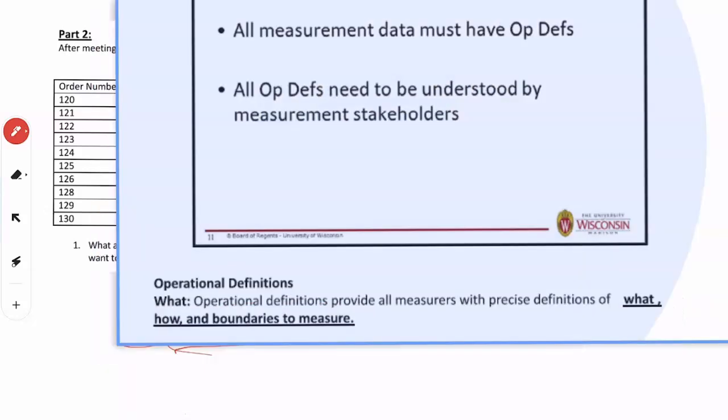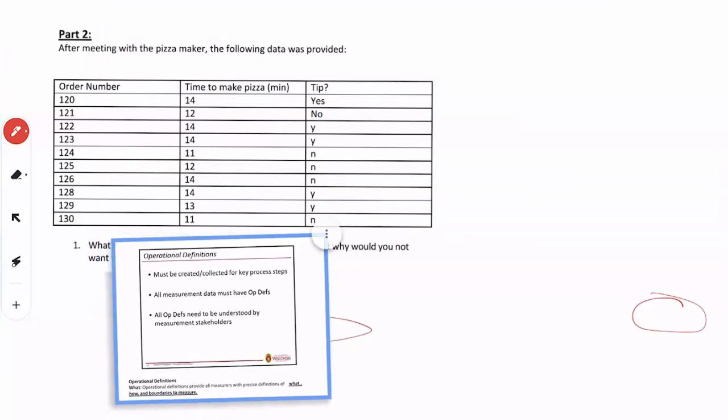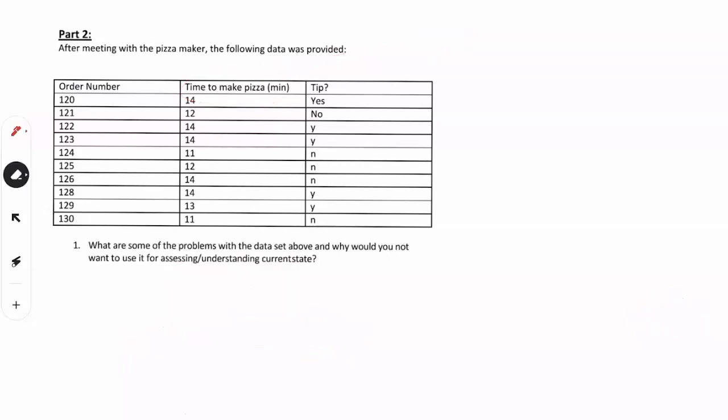In part 2 of the pizza case, we just don't have that. We have no idea what time to make the pizza means. So good op defs are going to need to be provided to make sure that everybody's working on the same type of phenomena.